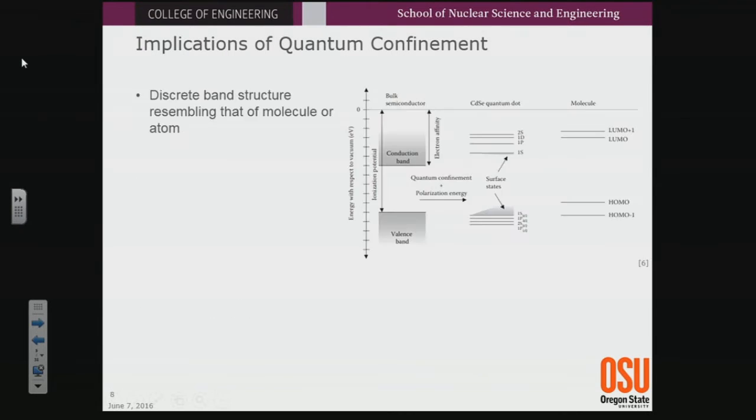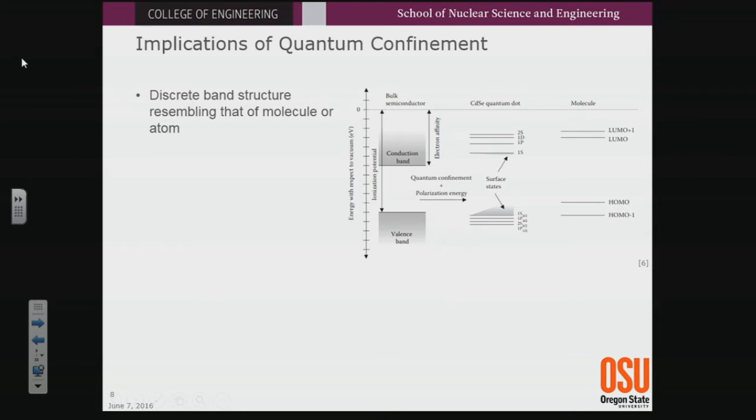I'm going to talk about these emergent properties in quantum confinement. So we have a discrete band structure resembling that of molecules or atoms. Over here, this is a density of states. In a bulk semiconductor, like the classical semiconductors that we work with, we have a continuum of energy states which an electron can populate. But if we move over here to quantum dots, quantum confinement takes over, and we get these quantized, discrete electronic states. They resemble a molecule or atom. In fact, nanocrystals or quantum dots are referred to as artificial atoms. I thought that's kind of a cool name for them.